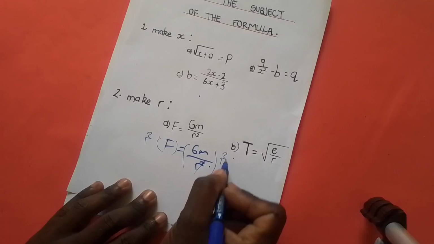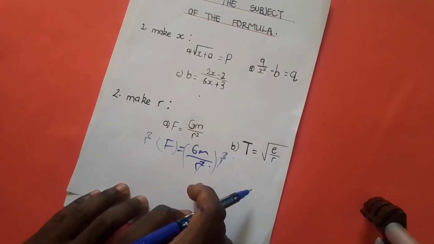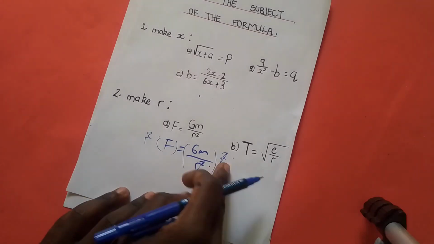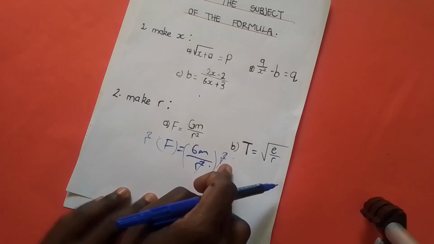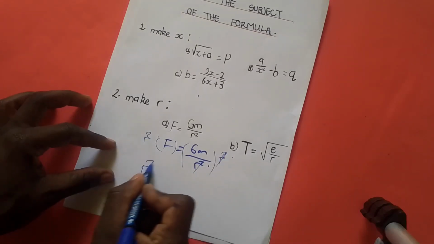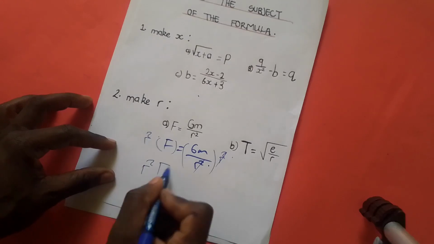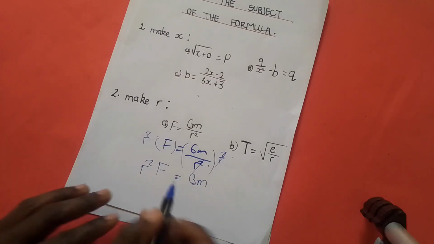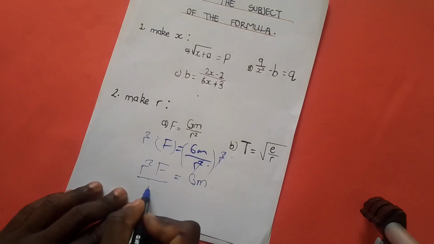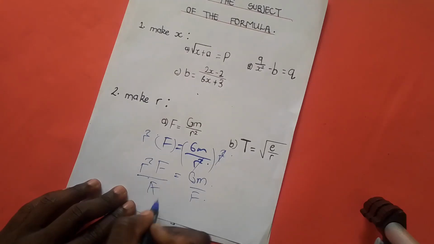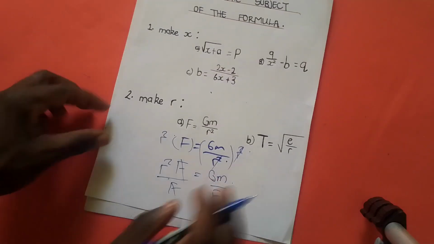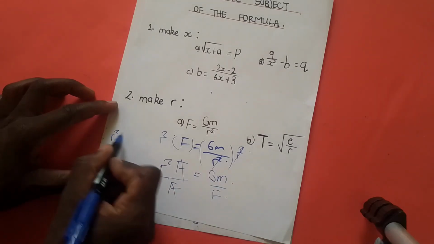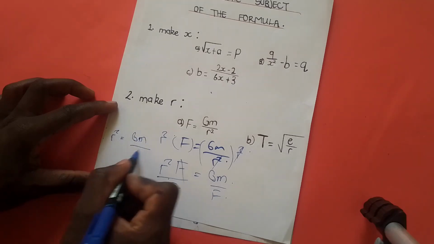So r squared will cancel out r squared, leaving us with r squared times f, which is r squared f, equal to gm. We want to make r the subject of the formula. Therefore, we're going to divide both sides by f. f will cancel out f, leaving us now with r squared equal to gm over f.